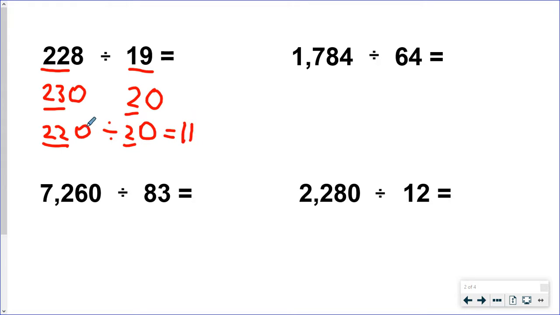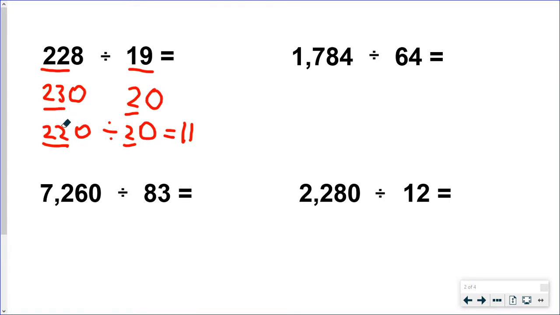Now I'll go back to the zeros. This side has 1 zero, and this side has 1 zero. 1 minus 1 is 0, which means I'm not going to add any zeros, so this answer would be 11. Now, some people might say, well, Mr. Johnson, I could round 23 down to 22. What would happen if I were to round it up to 24? Because I also know that 2 can go into 24.